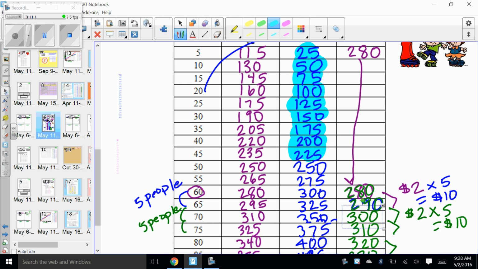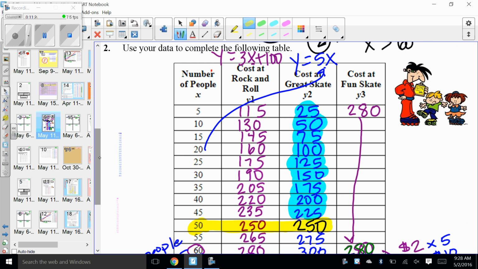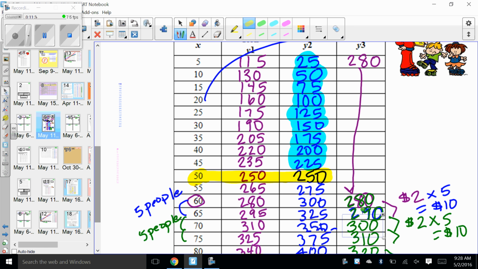Cheapest. Now, pause. We have a tie. We clearly have a tie at 50 people. At 50 people, we have a tie between these two locations. It doesn't matter if we bring 50 people. If we go to Rock and Roll or Great Skate, it's going to cost the same. Fun Skate, though, still would cost more, $280.